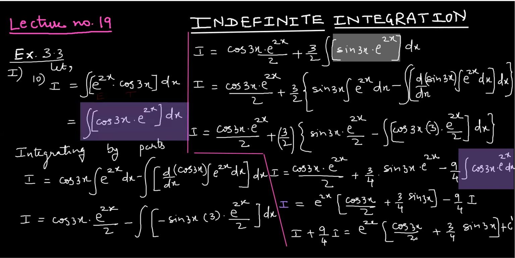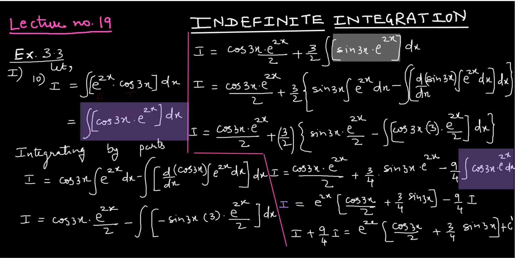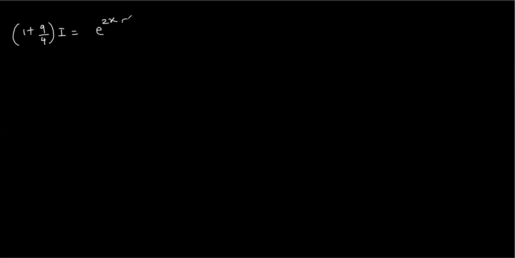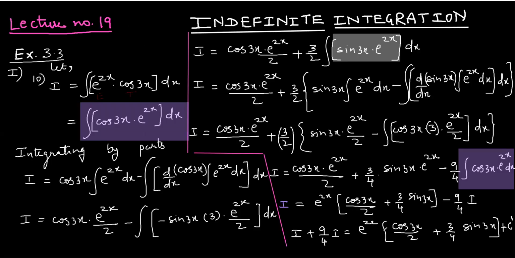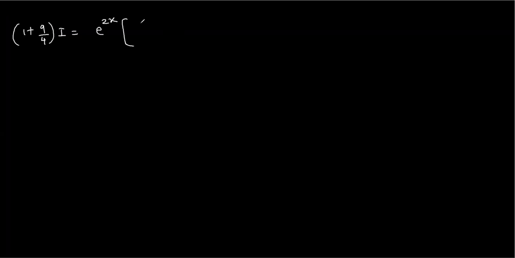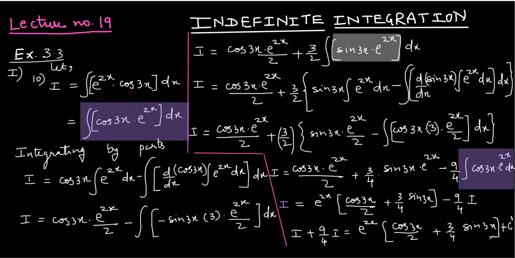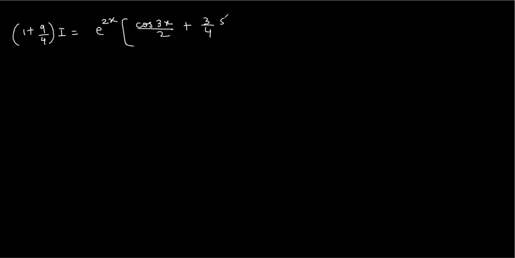Since I don't see any integral sign here, I can write plus c dash. Why I'm writing c dash, you will know within a minute. The next step is I take I common on the left hand side, so I get 1 plus 9 upon 4 times I equals e raised to 2x, and inside the bracket I get cos 3x upon 2 plus 3 upon 4 sine 3x plus c dash.